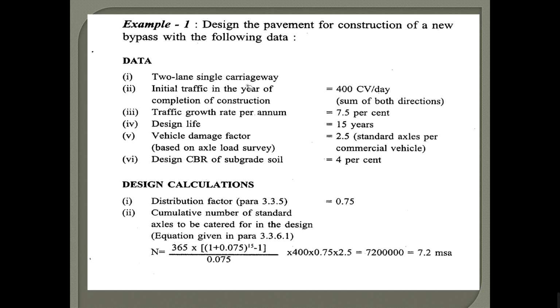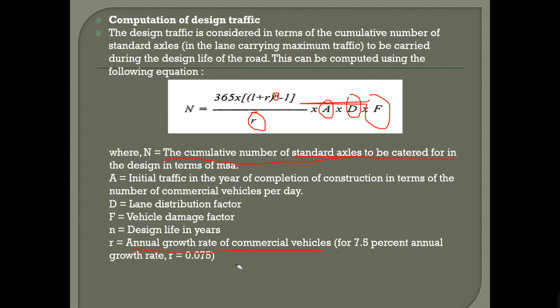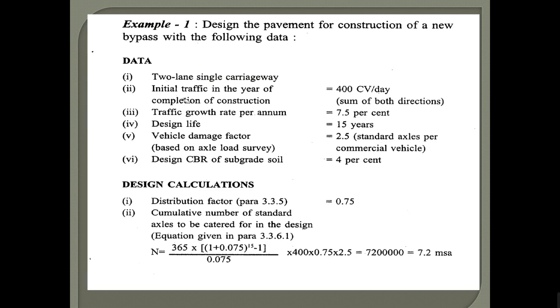Have you understood? So what we require for this particular formula: we require A, D, F, R, and N. What do you mean by A? A has been given to us. It is the initial traffic in the year of completion of construction, which is the total traffic flow running upon the road per day, commercial vehicles per day. What is that? 400 CVPD.